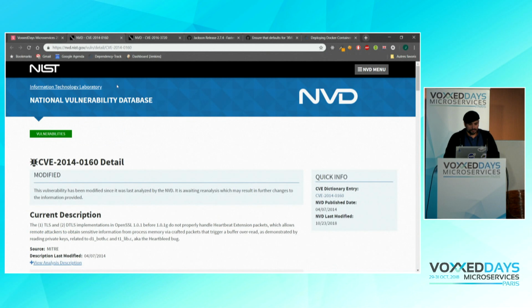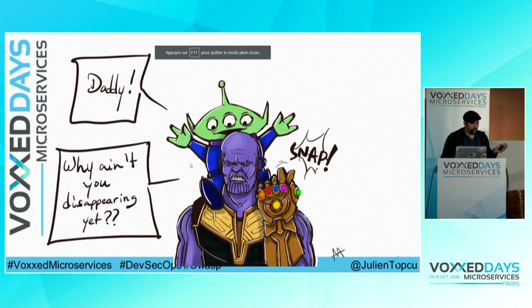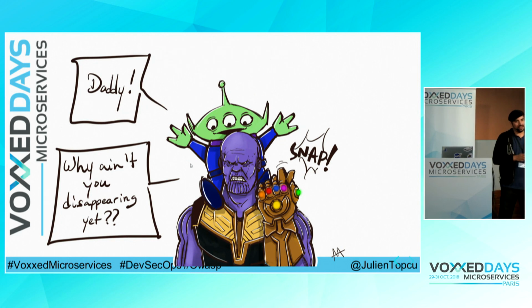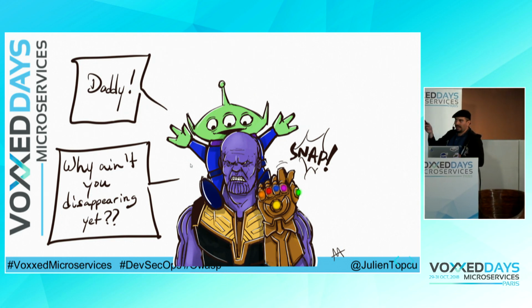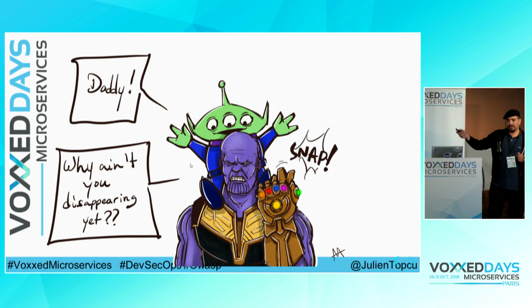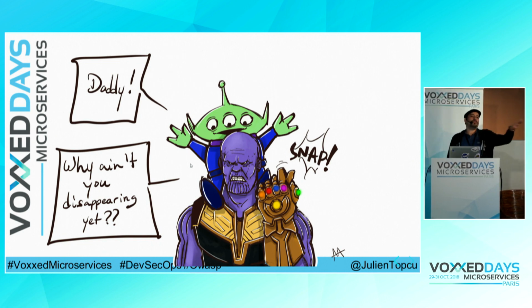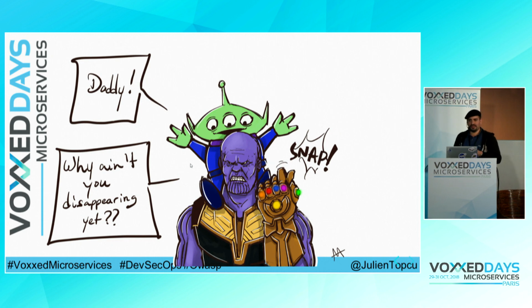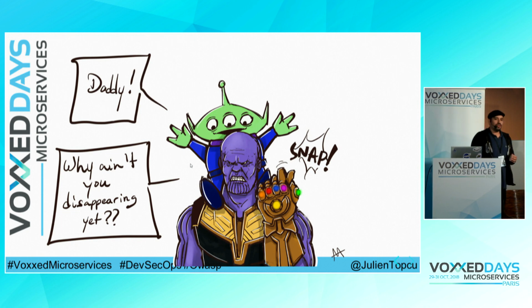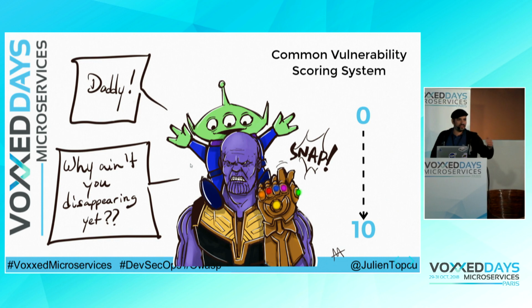So now, we know how they look like, but there are a lot of them, okay? And the little green guy here may be really annoying, but he's not that dangerous. But Thanos here is a really bad guy. When he snaps his finger, half of the room has disappeared. So how can we know how much dangerous is a vulnerability? So in security, we have our own Richter scale, which is named Common Vulnerability Scoring System, CVSS.